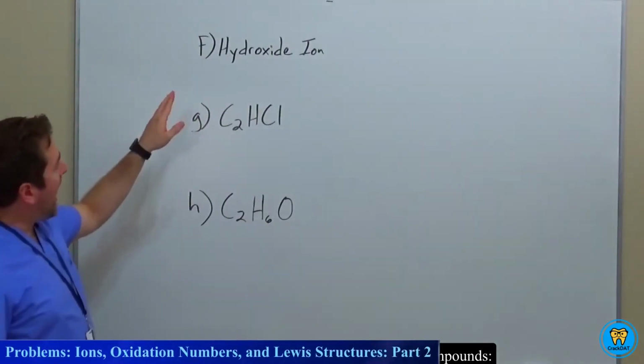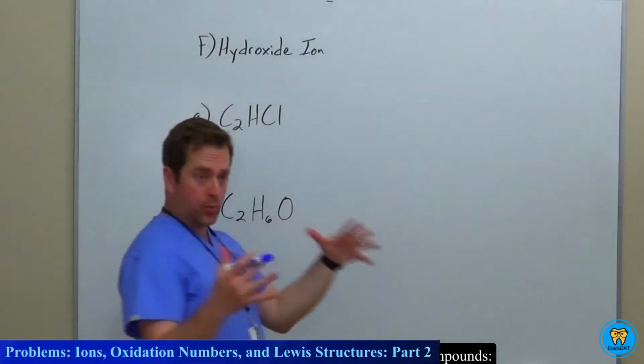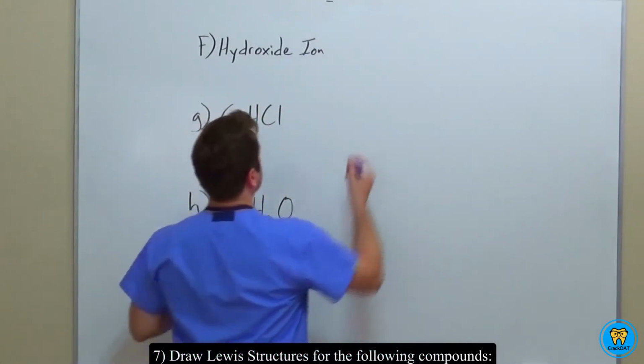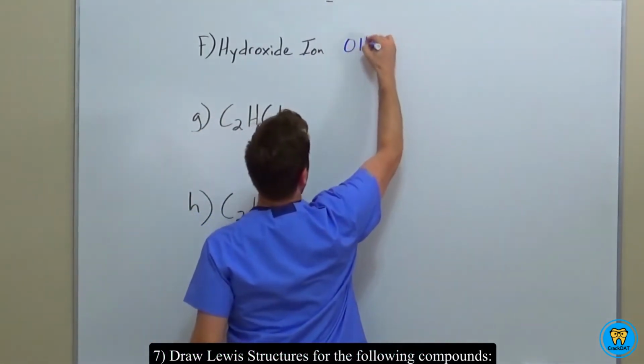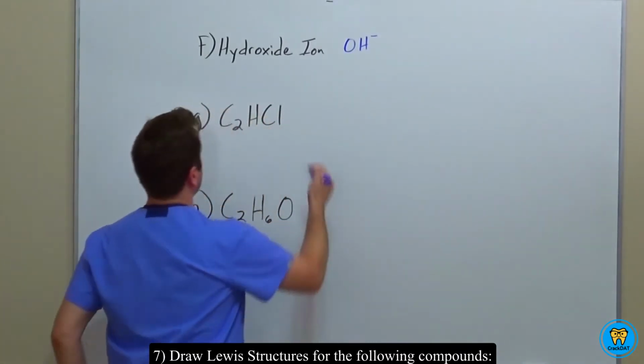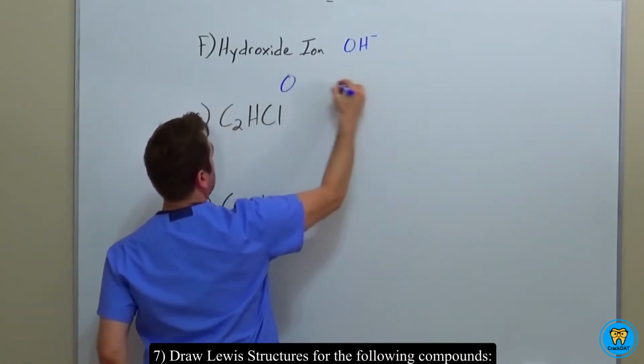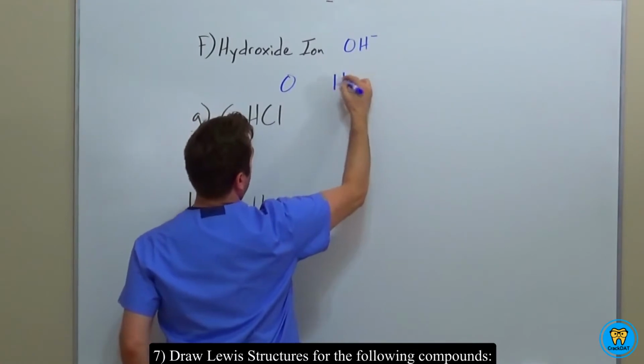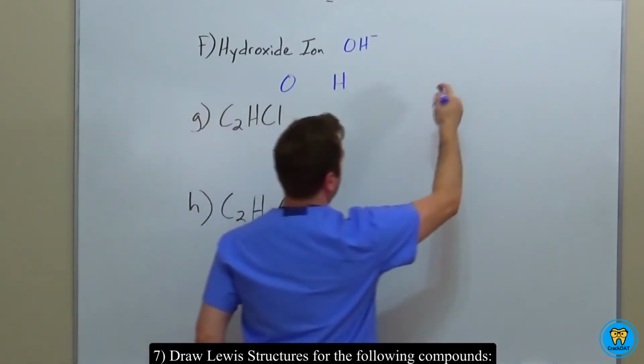Letter F, hydroxide ion. So we're dealing with charge. We know what this looks like. It's oxygen and hydrogen with an overall -1 charge. Okay, so if I just set it up, there's my oxygen, there's our hydrogen. Let's go through our process.